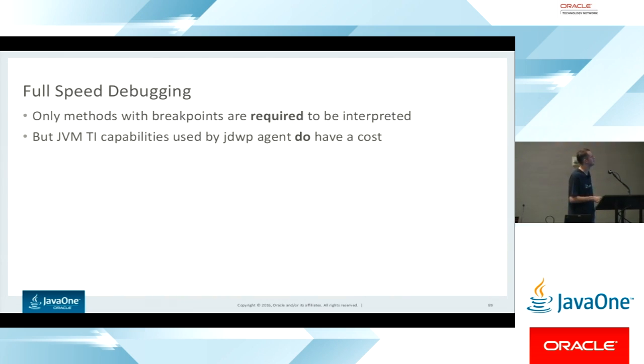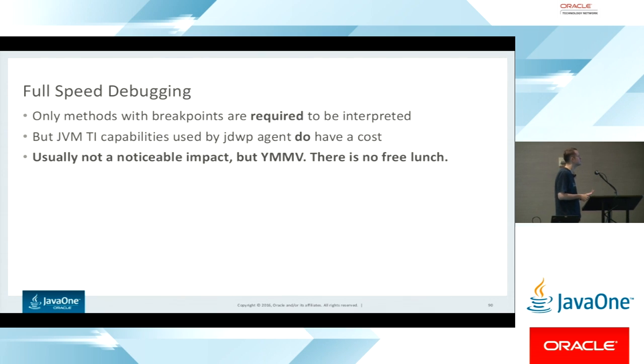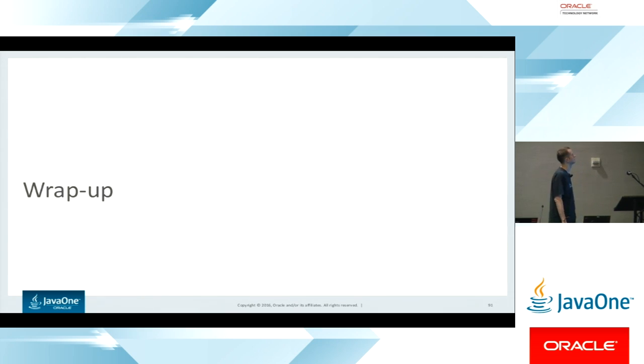So these capabilities do have a cost, and we have seen users hit those. For example, very heavy use of reflection can sometimes trigger certain edge cases where there's performance repercussions to having those capabilities enabled, even if you're not doing debugging. So usually there's not a noticeable impact, but there's no guarantees. There's no such thing as a free lunch.